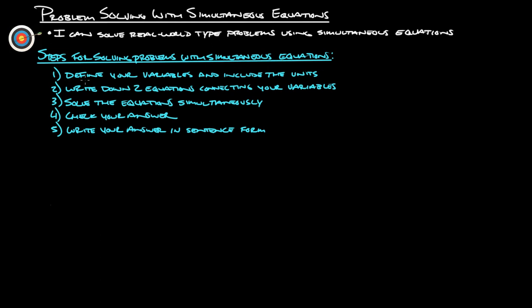First thing you want to do, define your variables and include the units. This is a step that many people often forget and then get a little confused along the way as to what they were doing and where they were headed. So define your variables, include the units. Write down two equations connecting your variables. Okay. Solve the equations simultaneously like we've been doing just in the previous section here. Check your answer to see that it makes sense. And then once you've figured out that it's good and it makes sense, write your answer in sentence form.